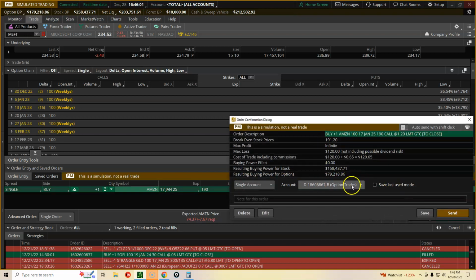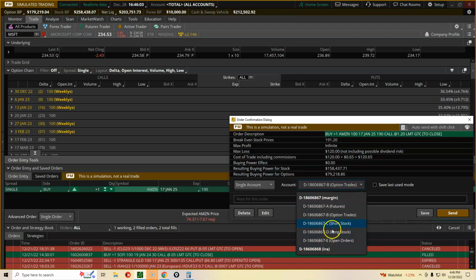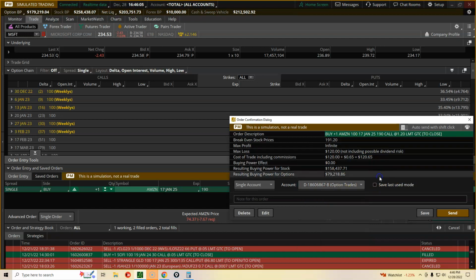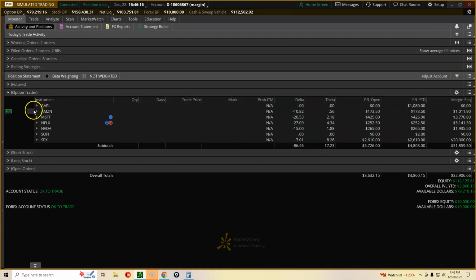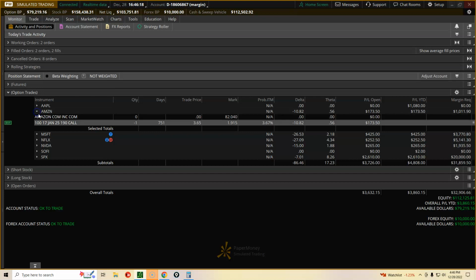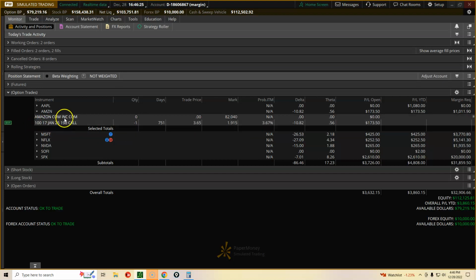It's under option trades right here. You can select where you want it to go. I want it under option trades. That's where it belongs. It's basically telling me this information. You can pause the video and read through that if you want. Now we've got I sold to open, -1. Now I'm going to buy to close. -1 plus 1 evens it out.